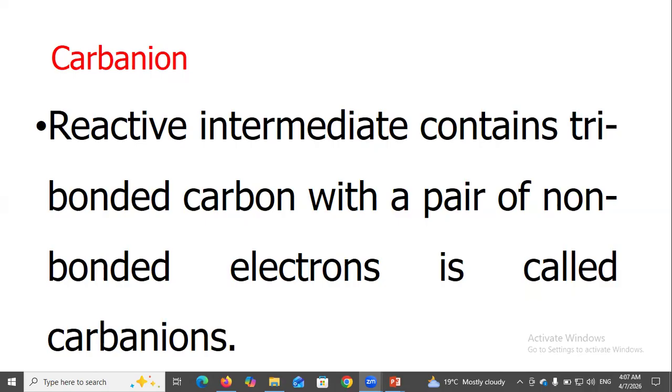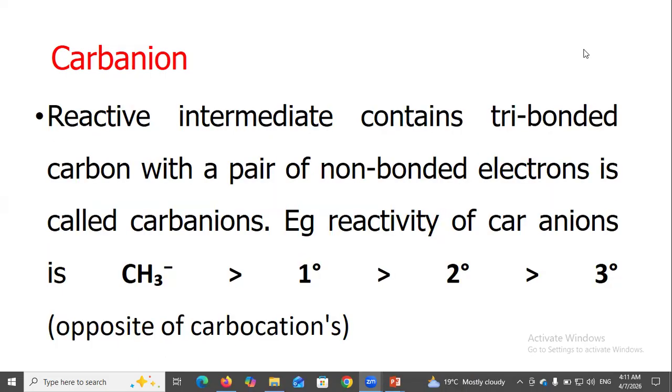A reactive intermediate that contains a tri-bonded carbon with a pair of non-bonded electrons is called a carbanion.